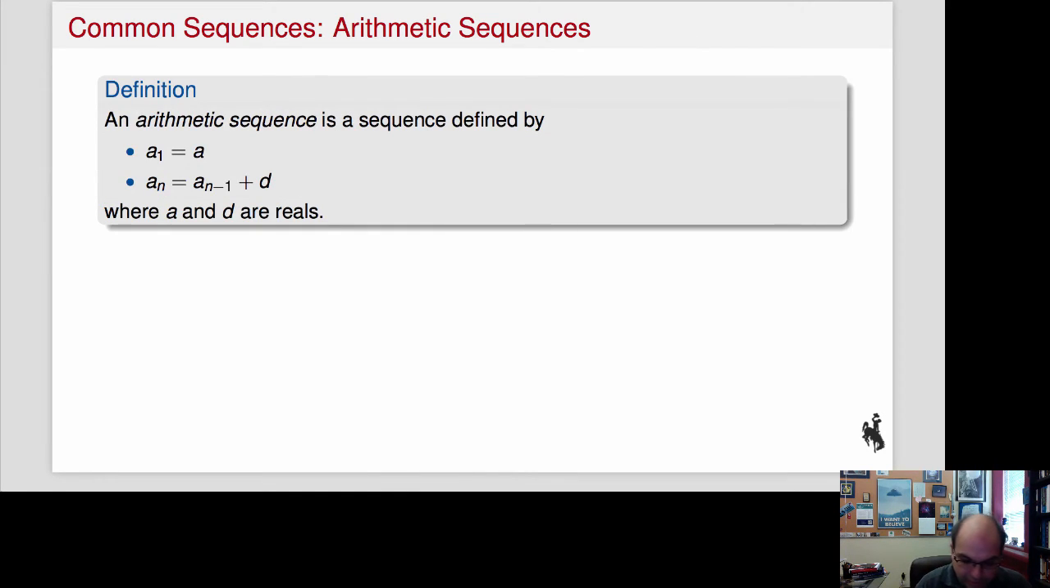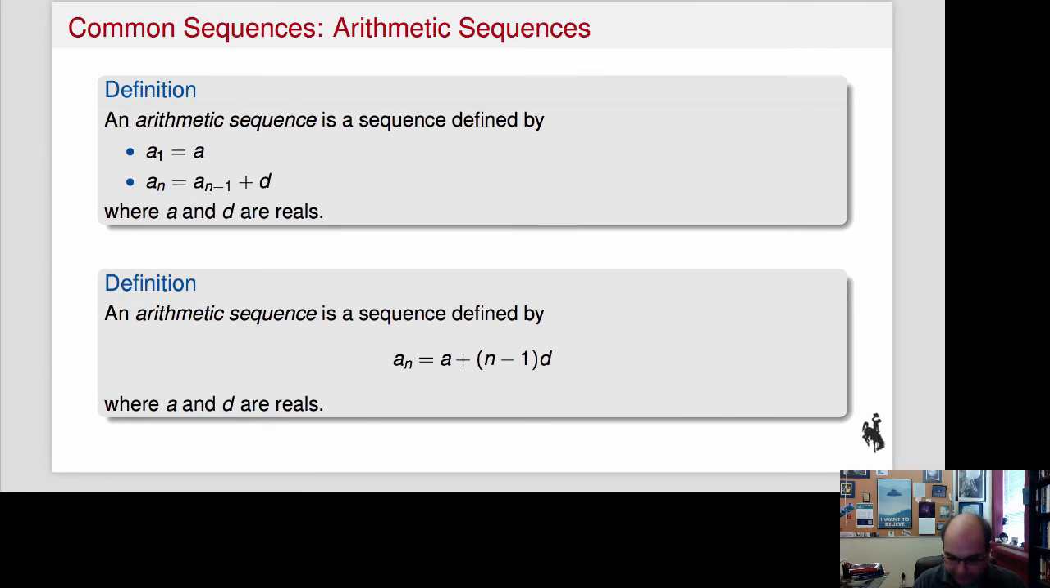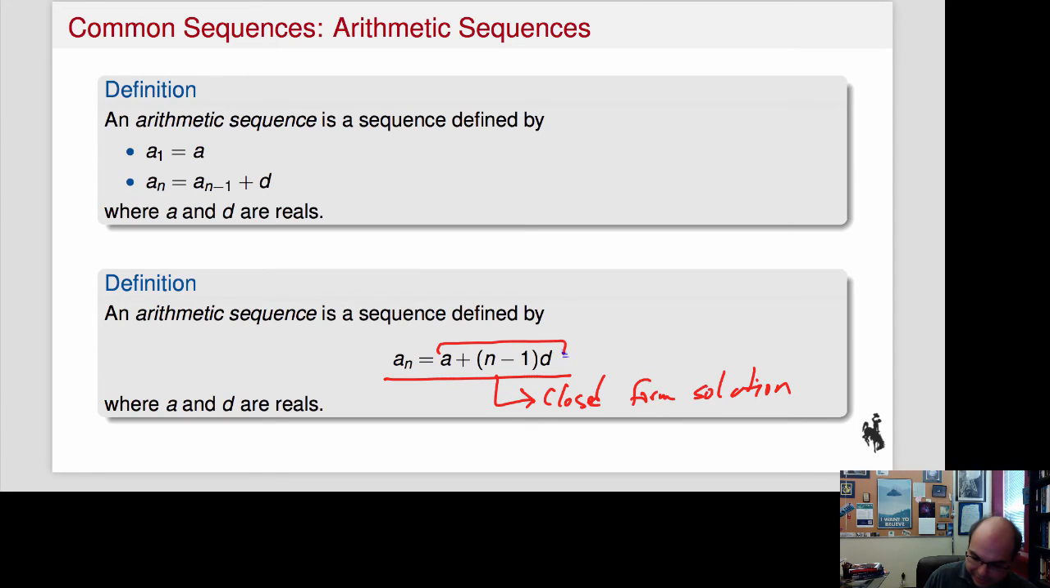Okay, now this is a way of actually defining an arithmetic sequence. a sub 1 is equal to a, and a sub n is always a sub n minus 1, the previous element, plus d. And here's another way that I can define it. I can just say a sub n is given by a plus (n minus 1)d. So this is what's known as a closed form solution. And the reason it's called that is because you notice that this part does not depend on any previous term.